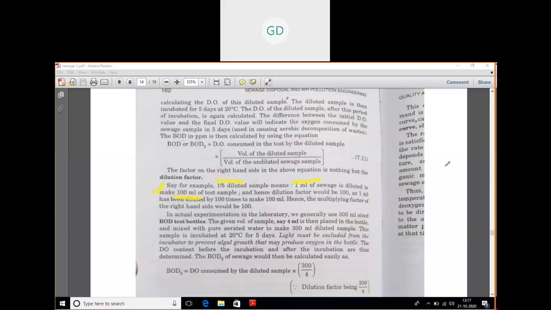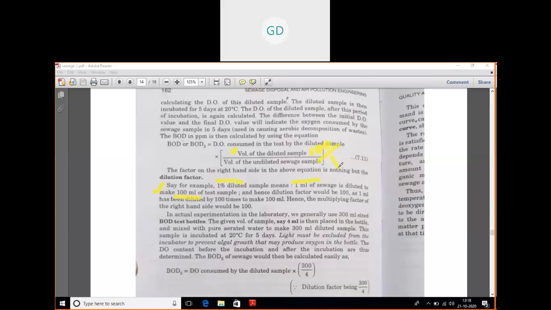Okay, so if we go to write down this 1 ml of sewage, it is diluted to 100 ml. So how will you write it in this formula? The numerator is what? It is the volume of the diluted sample, that means how much you have diluted. It is 100, so it will be 100 here. Then the volume of the undiluted sewage sample. So what is the volume of the undiluted sewage sample? It is 1 milliliter. So divided by 1.